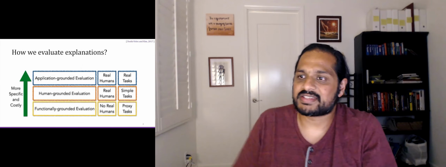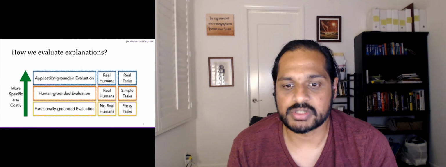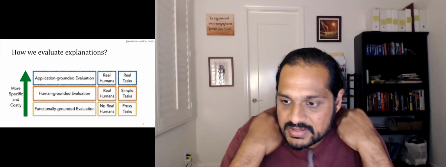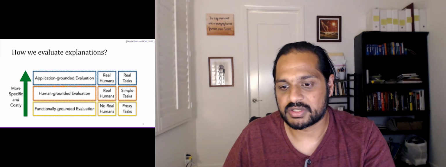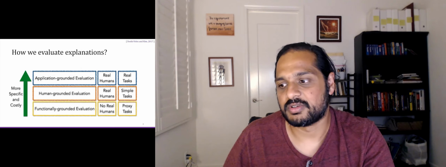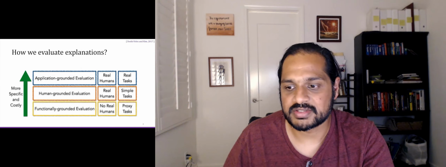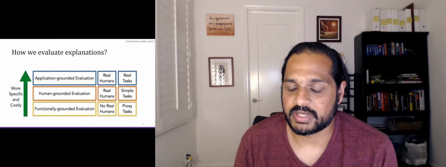Essentially, there is a nice taxonomy in a paper from 2017 that talks about how different evaluations take place. And at the very bottom, they start with functionally grounded evaluation, which are the simplest ones in some sense, where there are no real humans involved and they're all through proxy tasks. And these are the most common way people evaluate explanations.